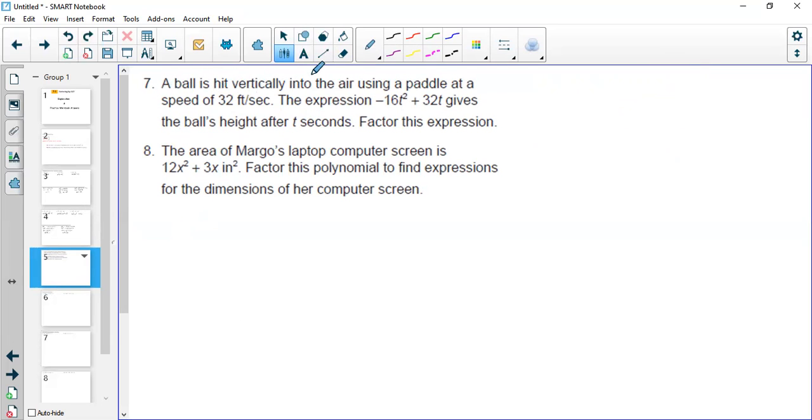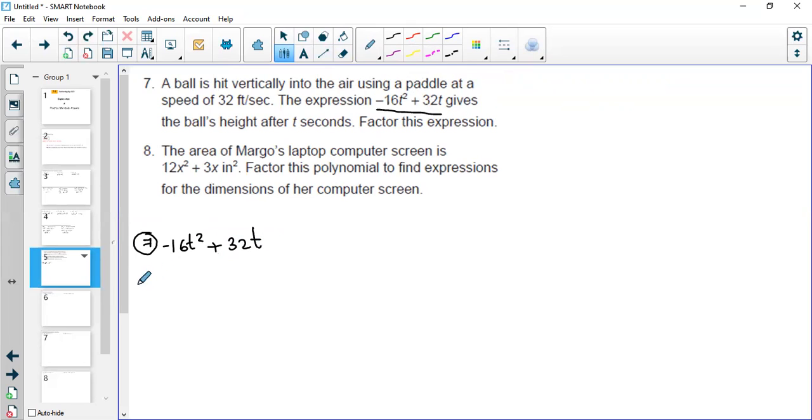Now for some problem solving. A ball is hit vertically into the air using a paddle at a speed of 32 feet per second. The expression negative 16t squared plus 32t gives the ball's height after t seconds. Factor this expression. So rather than a problem solving, it's a direct question. You just need to factorize this, that's all. So we are going to factorize negative 16t squared plus 32t.